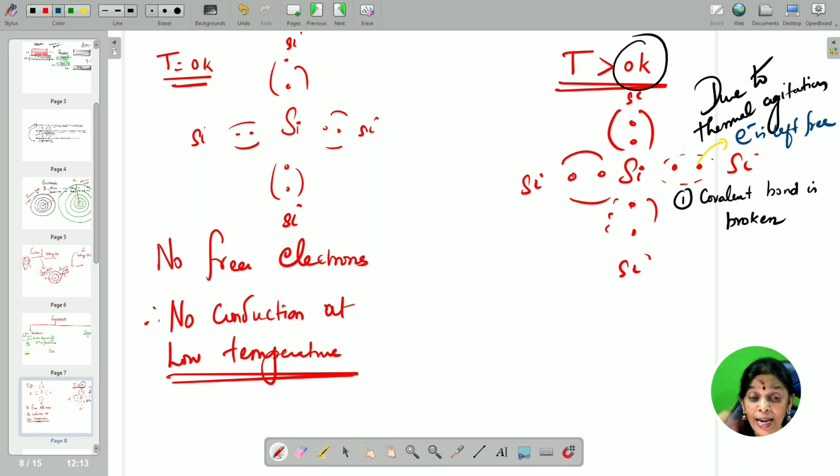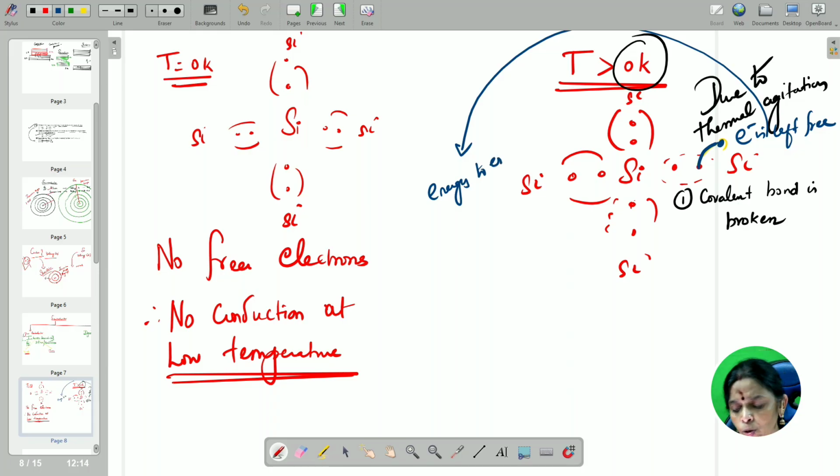The free electron which is left free will be loitering around as a free electron. Okay, let it loiter around. That is responsible for conduction. Therefore, the energy to remove this electron is very, very less. Easily you can remove this electron. The energy to remove this electron is least, very less.